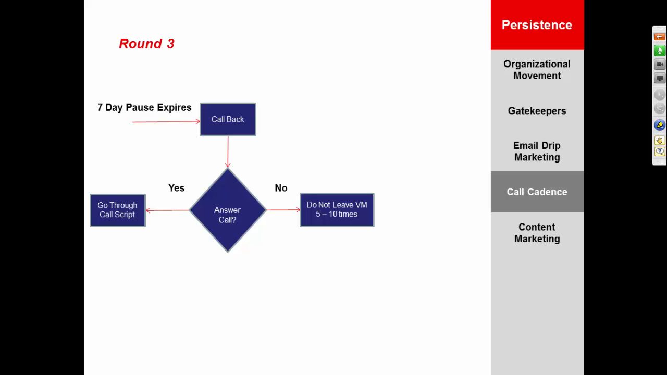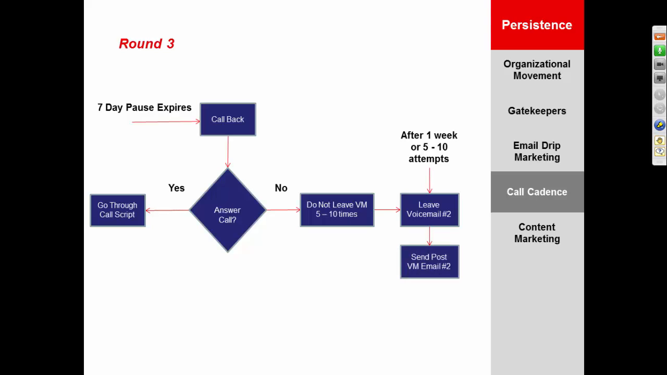I mean, the 5 to 10 times could be a few days. It could be a week. But what we're going to do is once we get through either 1 week or 5 to 10 call attempts, again, that should all be logged in our CRM, then we're going to leave voicemail number 2, which is a different voicemail message. And we're going to follow up with post voicemail email number 2. Okay, and so then we're going to pause for another 7 days. Okay, and so that kind of begins to close out round 3, but we're not done yet.